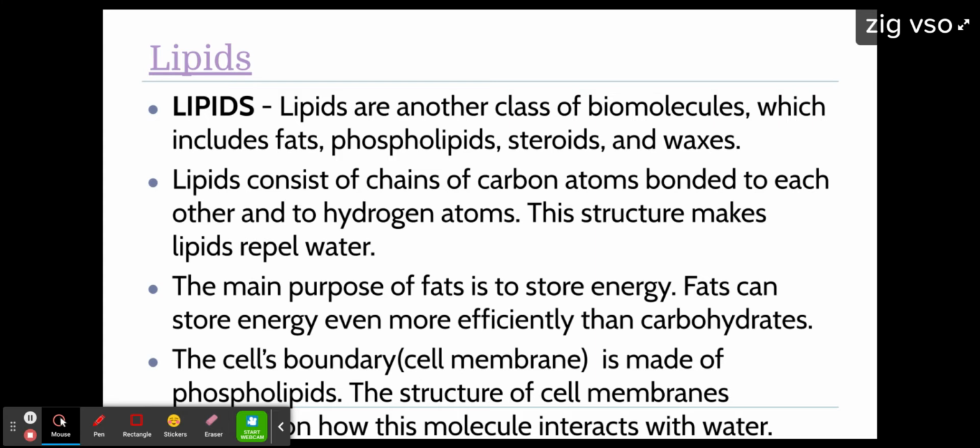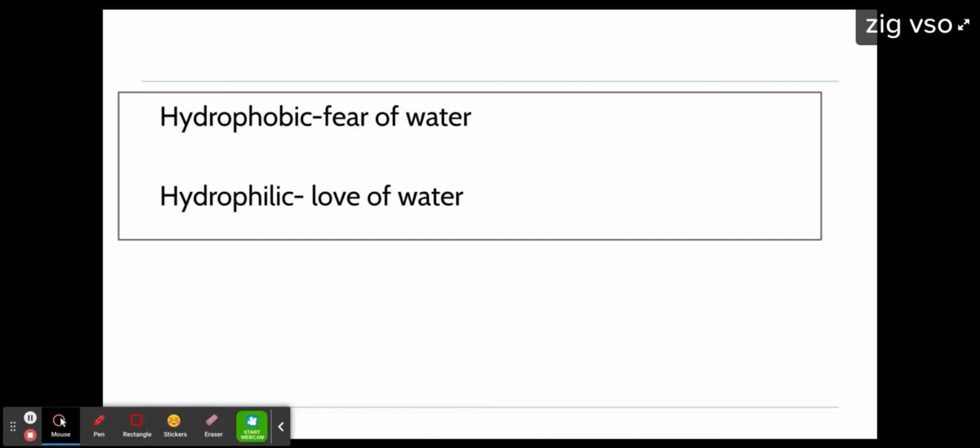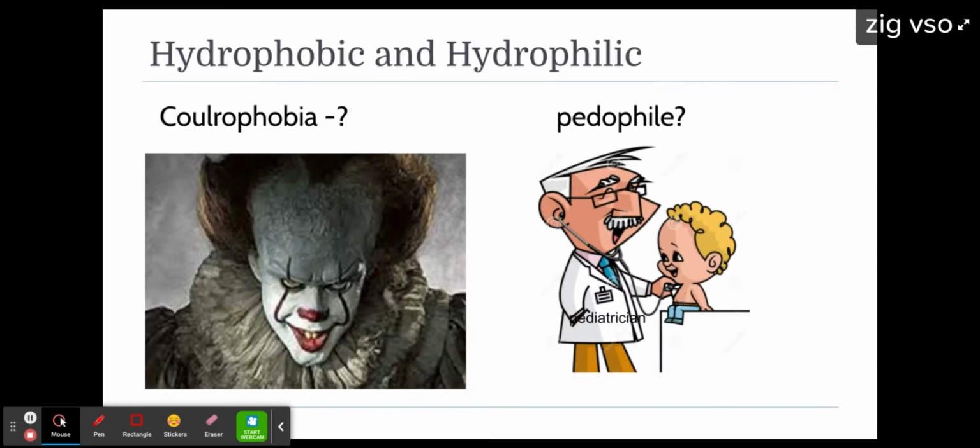So those phospholipids, and I'll show you a picture in a second, have 2 parts that allow them to form a bilayer that controls what can move in and out of the cell. So before I show you what a phospholipid looks like, I just want to make sure that you know that hydrophobic means a fear of water, or it doesn't get along with water. And hydrophilic is a love of water, and it will get along with water or any aqueous substance.